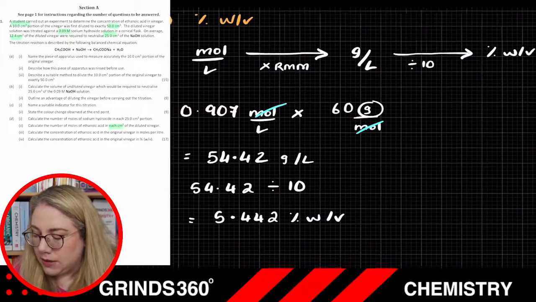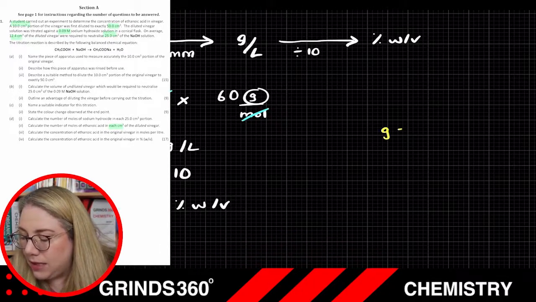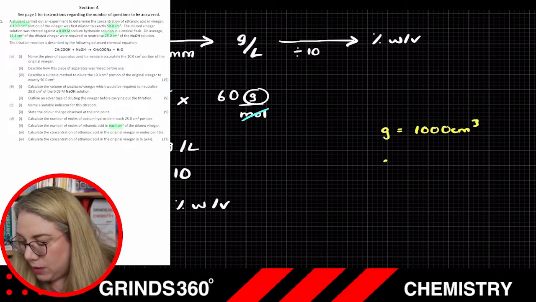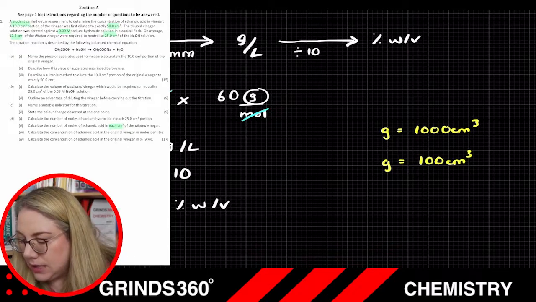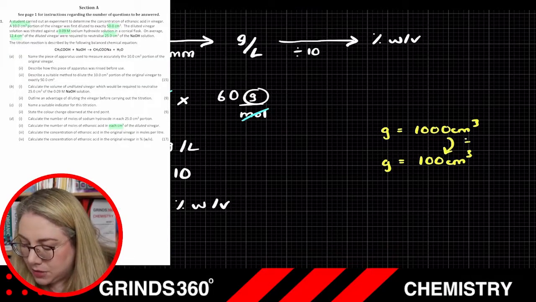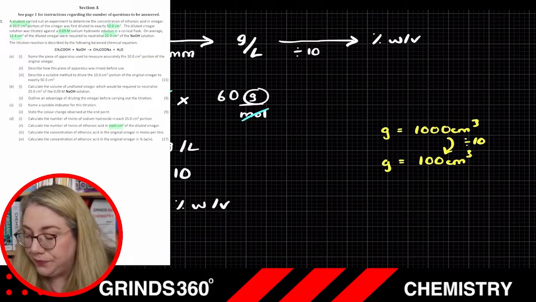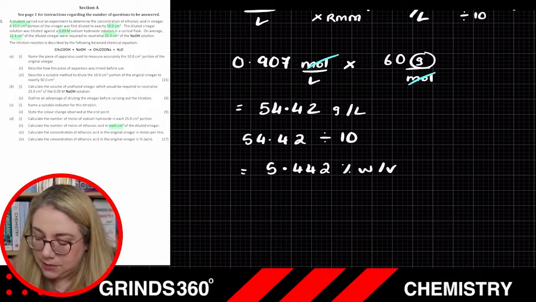Weight per volume, remember, is grams per 100 centimetres cubed. So if I just go over here to the right-hand side, you have how many grams are in a litre. We want how many grams are in 100 centimetres cubed. So to go from 1,000 down to 100, you just divide by 10. And that's where that divide by 10 came from. Now, that is your final answer that the examiner has asked for.